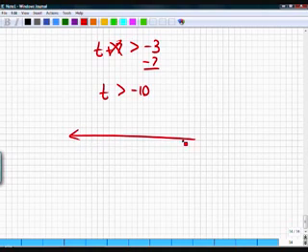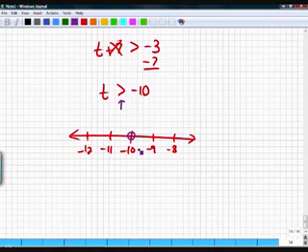So on our number line, -10 in the middle, -9 on the right, and -8 on the right, -11 and -12 on the left. So T is greater than -10. So if it's greater than -10, why is it open circle? Because you do not have or equal to, so therefore it's going to be an open circle.